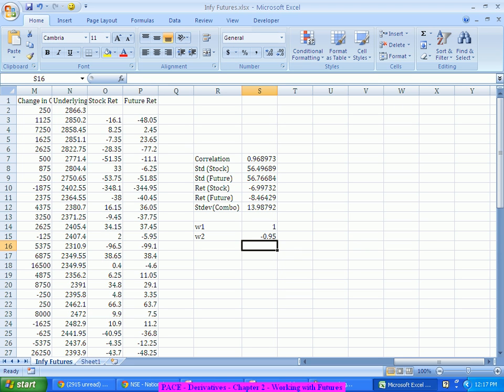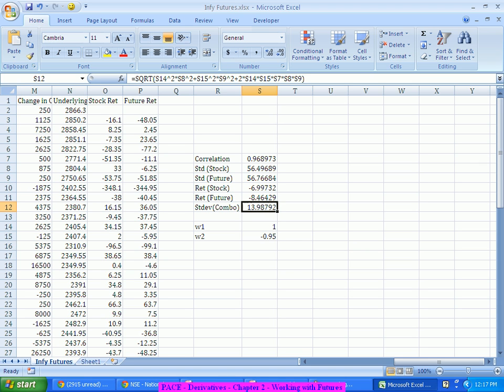When it was -1, the risk was almost 14 odd units. But when it was -0.95, which means I buy one share, I sell 0.95 future contracts, which is as good as proportionately if I take it, for every 20 shares which I buy, if I sell 19 future contracts, my risk is the minimum in that situation. So I need to see what best combination can be possible to that extent.